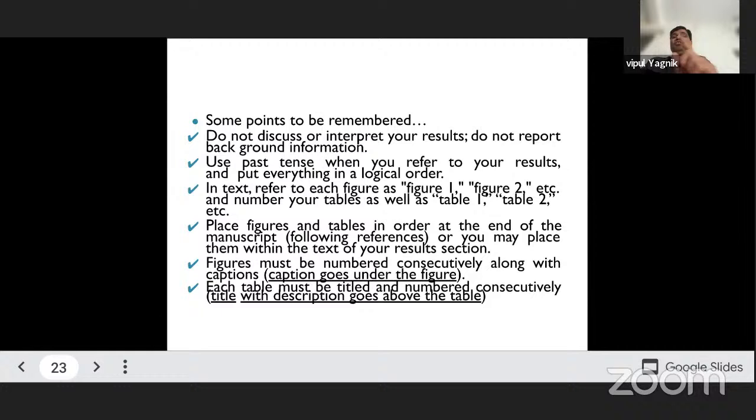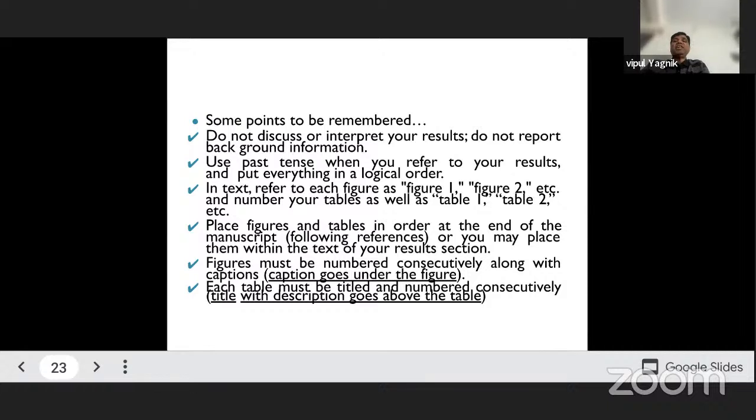Use past tense when you refer to your results. That is very important because you have already performed the study. In the text, refer to each figure as figure 1, figure 2, and each table as table 1, table 2. Place figures and tables in order at the end of the manuscript. Normally, within the text, they are not included. The order is introduction, material and method, results. In the results section, you have to write the important findings. The tables and figures you should keep at the last, after the reference section.